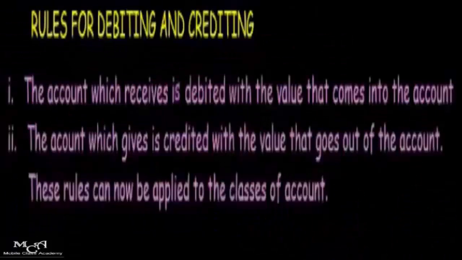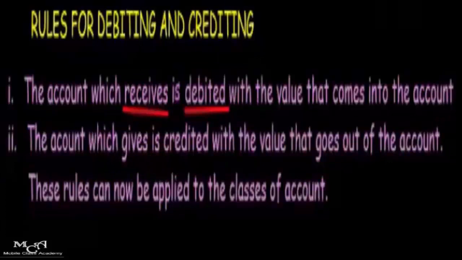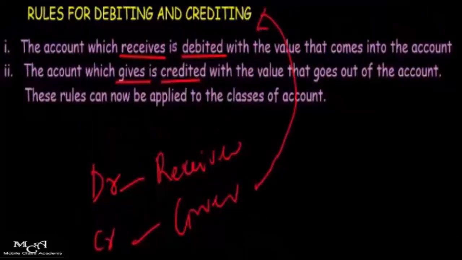Rules for debiting and crediting. The account which receives is debited with the value that comes into the account. The account which gives is credited with the value that goes out of the account. These rules can now be applied to the classes of accounts. Let's not forget the rule of double entry that says we should debit the receiver and credit the giver. It's exactly the same thing with what we treated here.